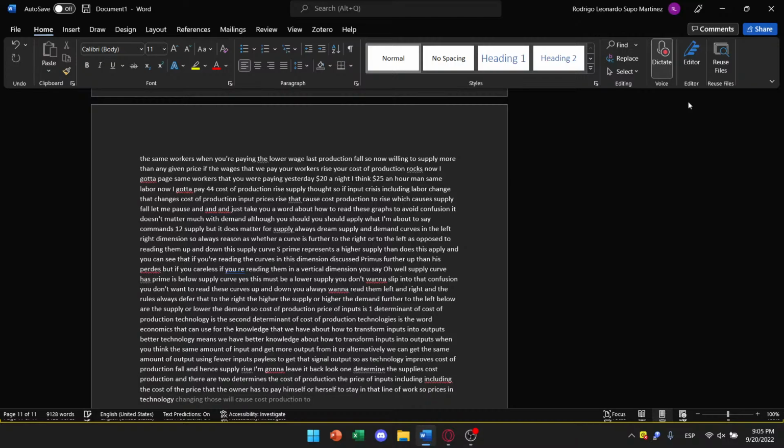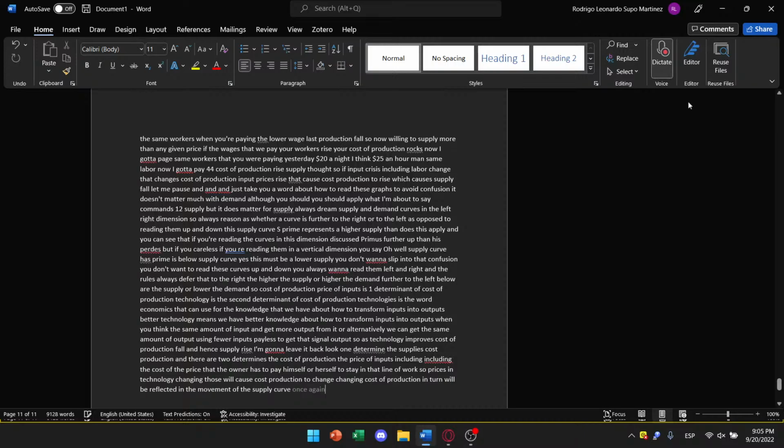A change in cost of production, in turn, will be reflected in the movement of the supply curve. Once again, as cost of production falls, supply increases, and the supply curve shifts to the right. As cost of production rises, supply falls, and the supply curve shifts to the left.